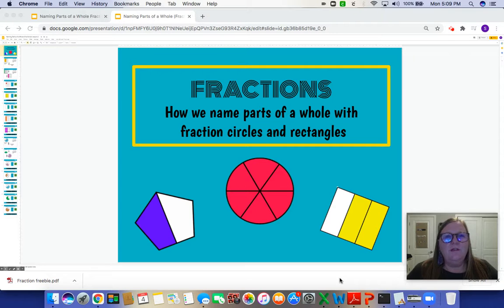Hi, boys and girls, it's Miss Cooper, and we're back for another mini lesson on fractions. Today, we're going to focus on how we name parts of a whole with fraction circles and rectangles. So let's get started on that.